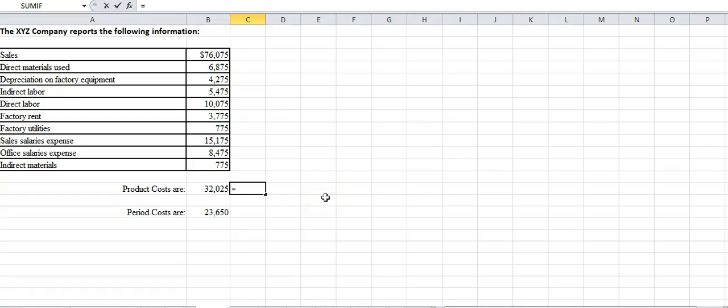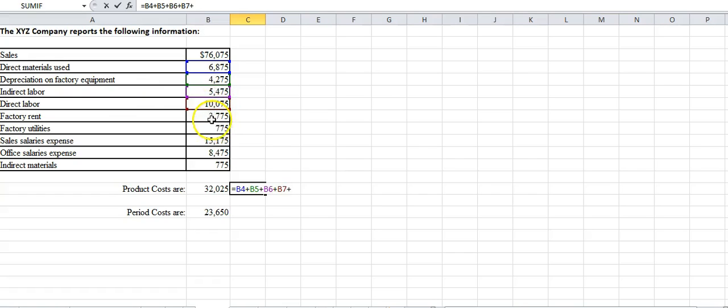Okay, so let's start identifying product costs. Is direct materials used a product cost? Yes. Is depreciation on factory equipment a product cost? Yes, it is. If it had said depreciation on administrative office, no. But because it says factory equipment, yes. Any depreciation on factory equipment or anything having to do with the factory is a product cost. Indirect labor would be like a production supervisor. That is absolutely a product cost. Direct labor is the people that put the products together, so that's a product cost.